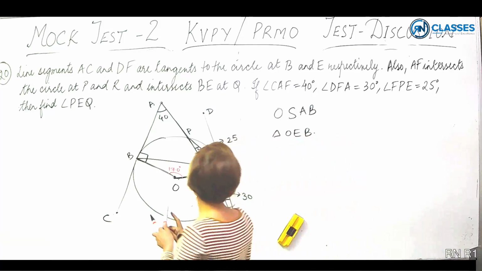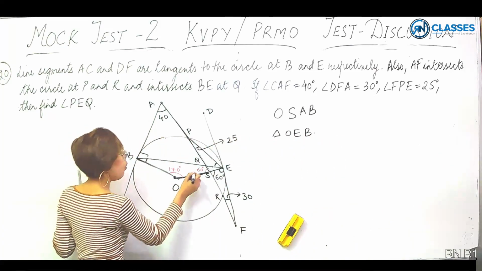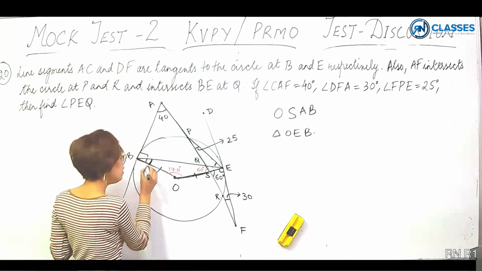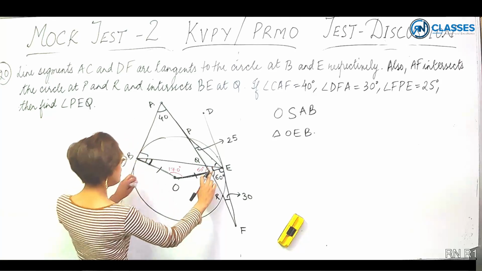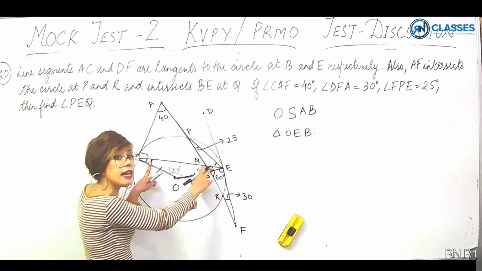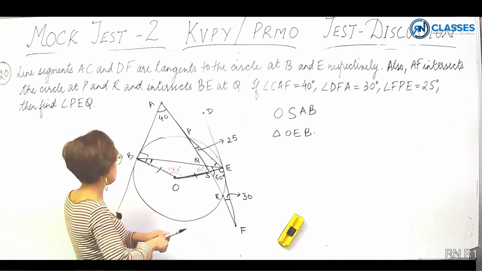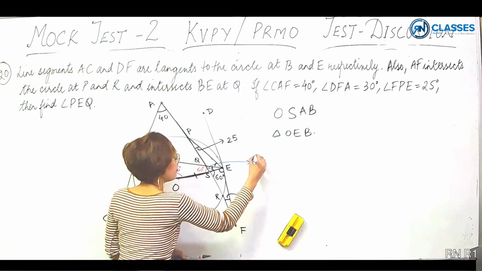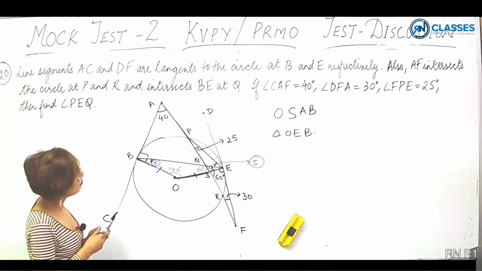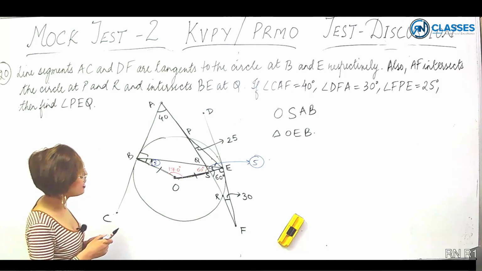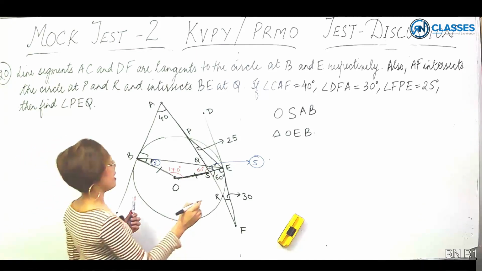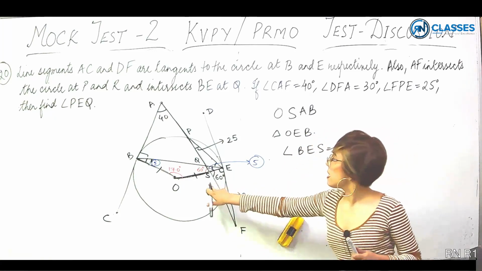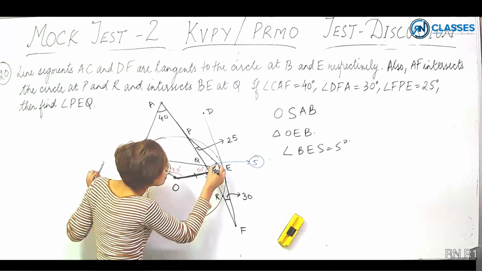I think you can. In this triangle OEB, OE is equal to OB, so it is an isosceles triangle. This is 170. That means the sum of these two angles is 10 degrees. So each will be 5. So this is 5 degrees and this angle is 5. Maybe I should write it here. Angle BES is 5 degrees. I am interested in this angle, this one.